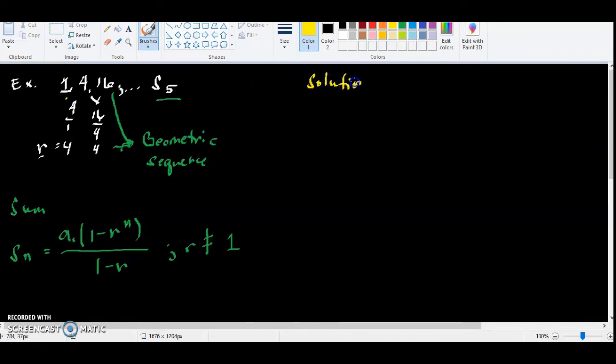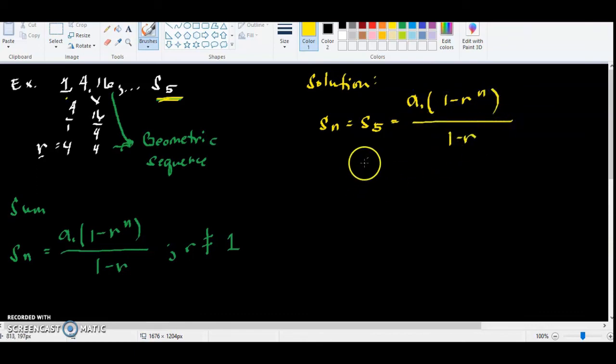So, solution. We have S sub n, and S sub n is equal to S sub 5. We are looking for the fifth term. So, we have S sub 5 is equal to a sub 1 times 1 minus r raised to n over 1 minus r. And we know that the common ratio is 4, right? So let's substitute all the values given in our formula. So the first term is 1, r is equal to 4, right? And the value of n is 5, over 1 minus 4.